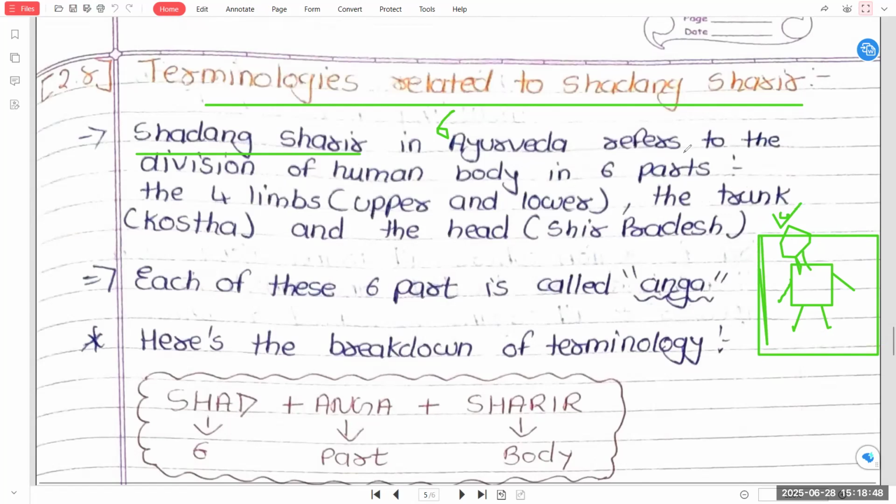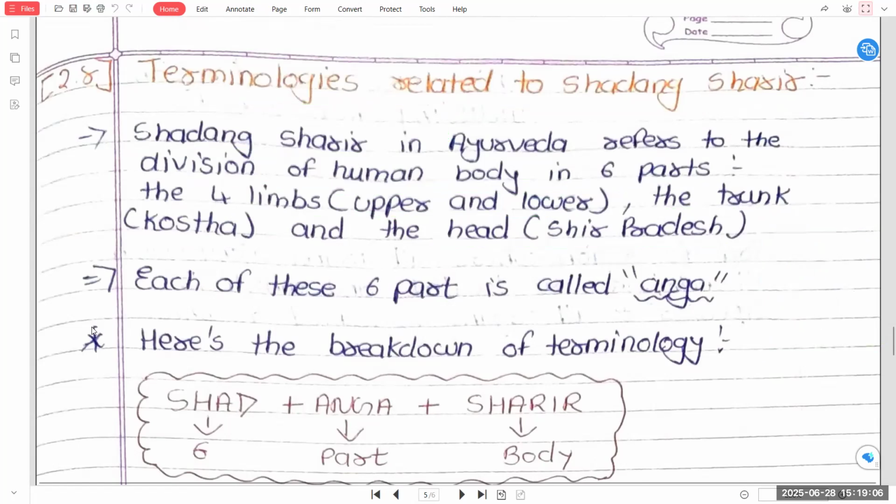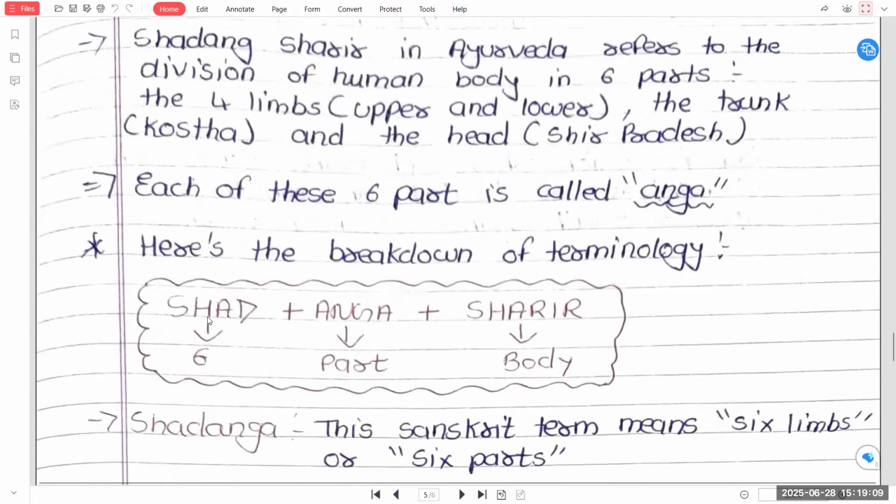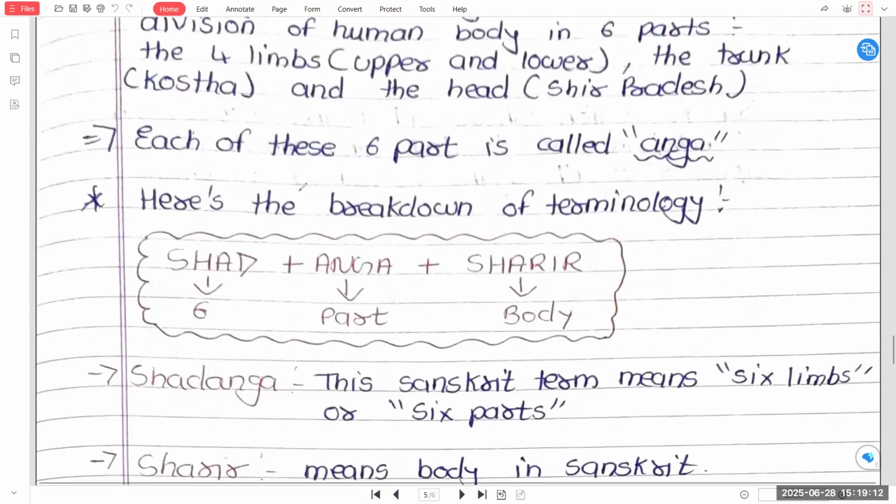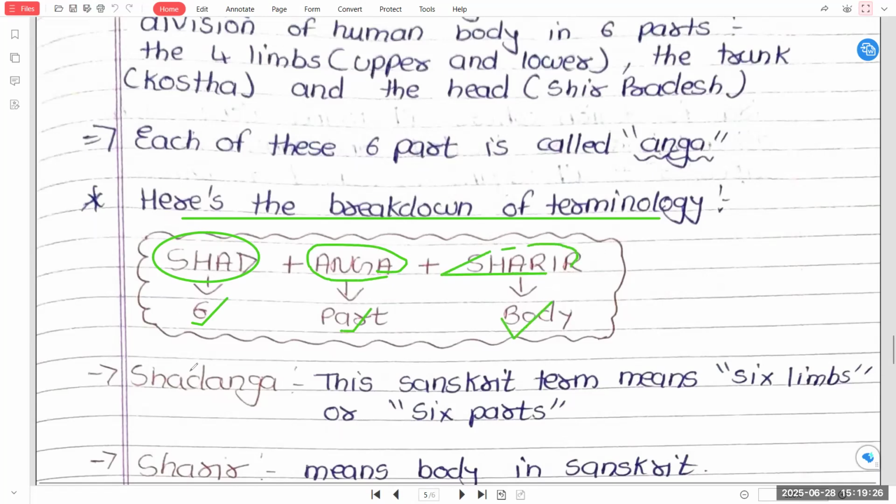So Shadanga Sharir in Ayurveda refers to the division of the human body into six parts: four limbs, that is the two upper and the two lower, the trunk, that is the madhyam part, and the head, that is the Shira Pradesh. Each of these six parts is called an anga, and the whole is called Shadanga. The breakdown of the terminology is: Shad means six, anga means the part, and Sharir means the body. Understood? So this is how Shadanga is formed.